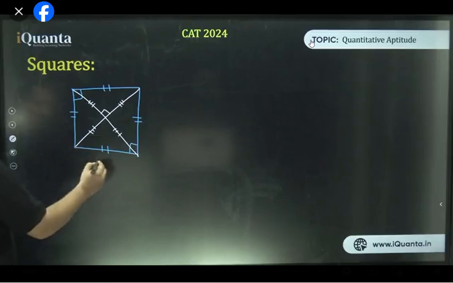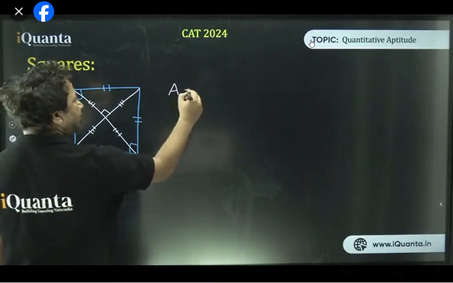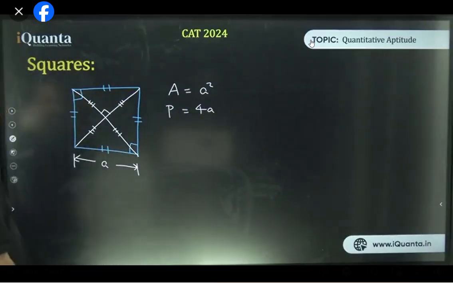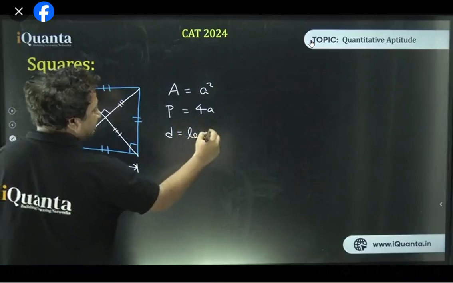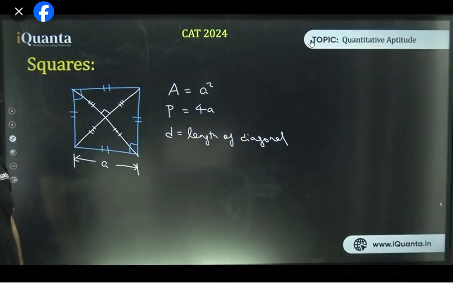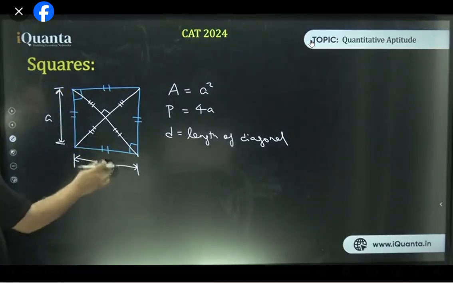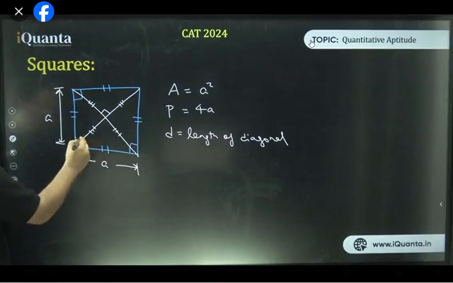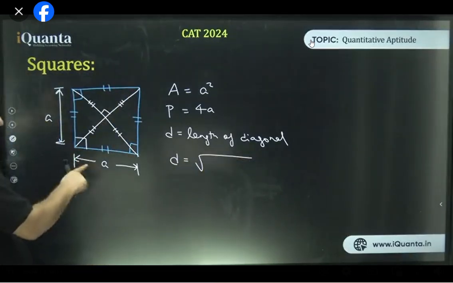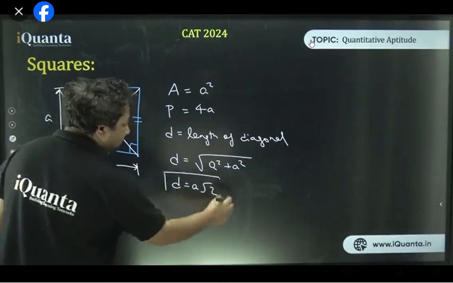Sides are equal, so let the side be a. If I assume the side to be a, then the area will be a square and the perimeter will be 4 times a. Okay? And if I assume d to be the length of the diagonal, now can you find the value of d? Of course, by Pythagoras theorem we can find the value of d. See, this one is a, this is also a, and if I want to find the length of this diagonal, this is 90 degrees, so the diagonal will be the square root of the sum of squares of the sides, that is a square plus a square, which means d is equal to a root 2. Is that clear?